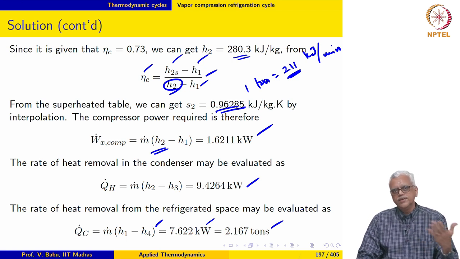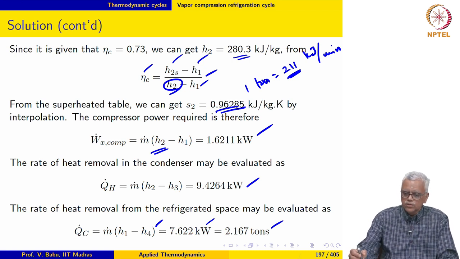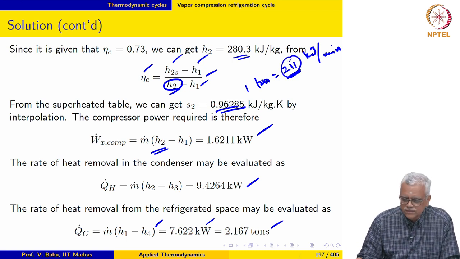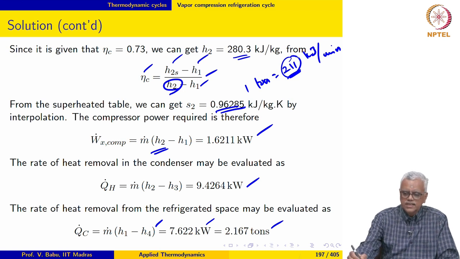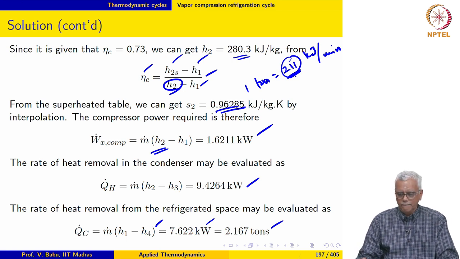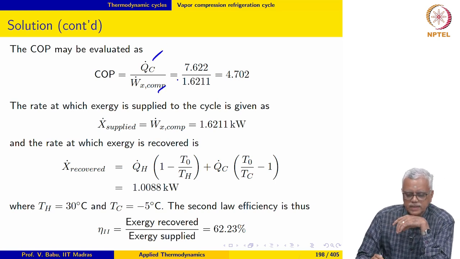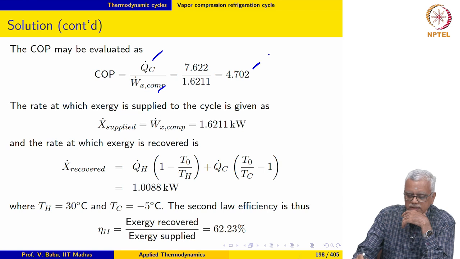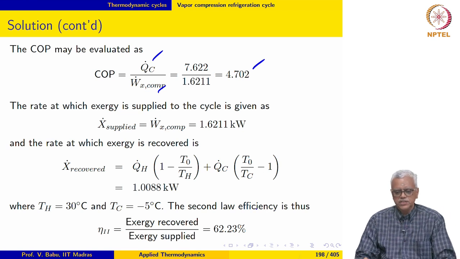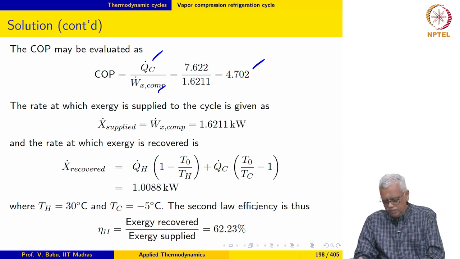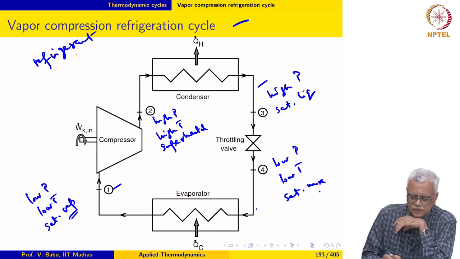So, you may recall that when you go to the shop to buy an air conditioner, for instance, you are normally asked, do you want a 1 ton AC, 2 ton AC and so on. So, that is what the terminology ton means. So, COP for the refrigerator is nothing but QC dot divided by power input to the compressor, and that works out to 4.702.